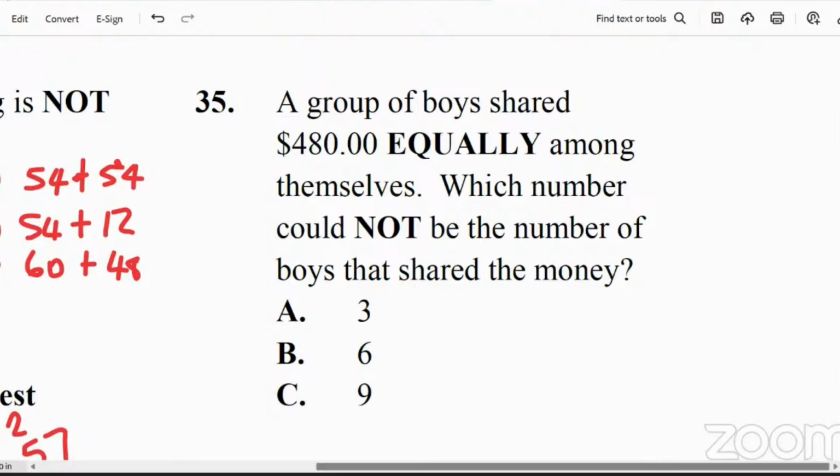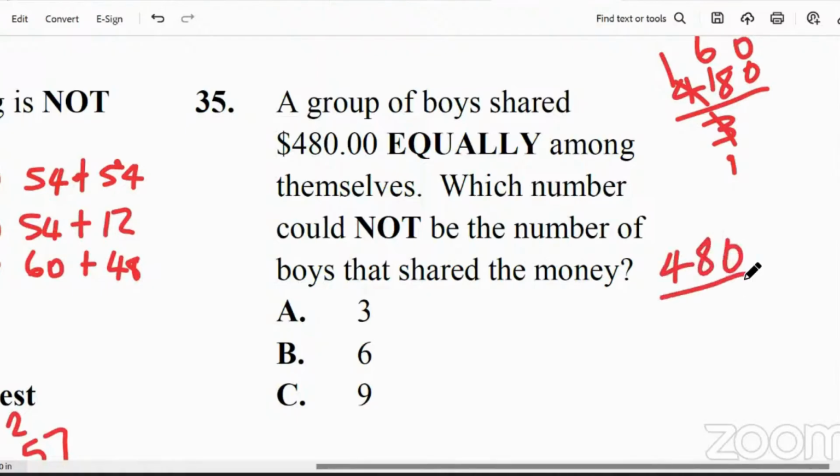Let's try 3 first. 480 divided by 3. 3 into 4 goes 1. There's a remainder here. 3 into 18 goes 6. And then 0. So we could evenly divide this number by 3. Let's see if we can divide this number by 6.